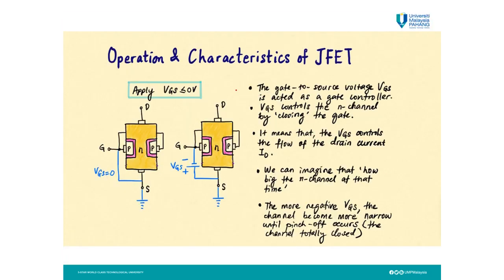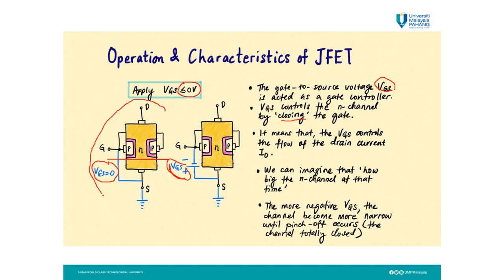Next, we go to the second mechanism, where we apply the VGS from 0 to a negative voltage. I show you the connection of 0 volt for the VGS and negative VGS here. The gate to source voltage, the VGS, acts as a gate controller. As I mentioned before, G and S is a controller because it will close the gate and prevent the electrons from moving from S to D. So the VGS controls the N channel by closing the gate.